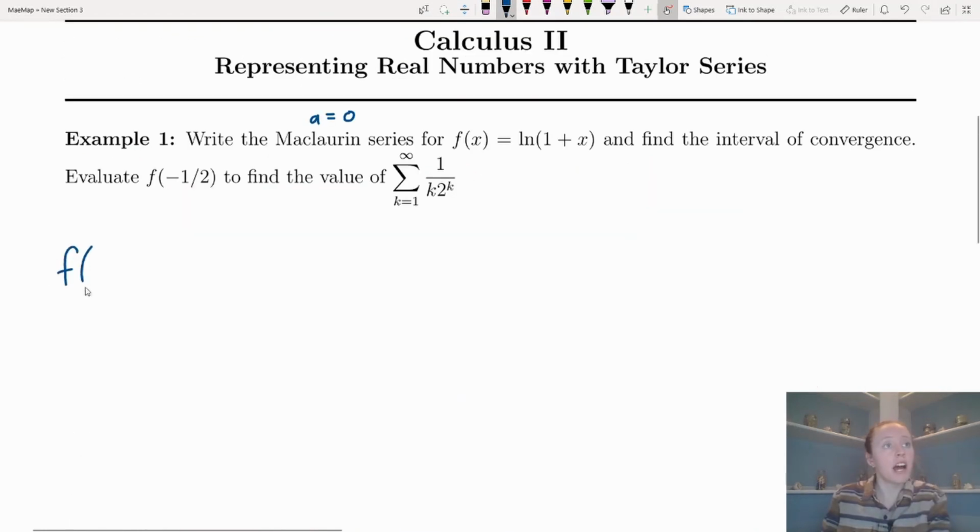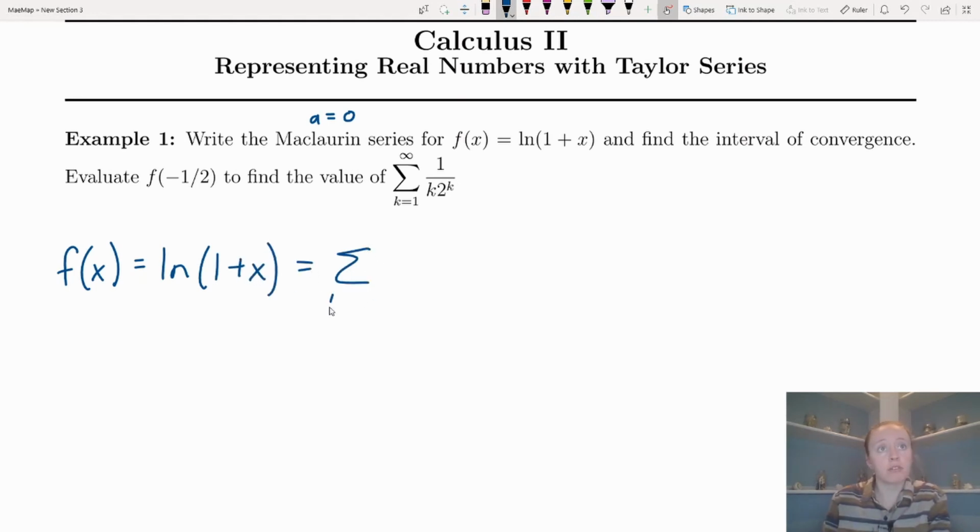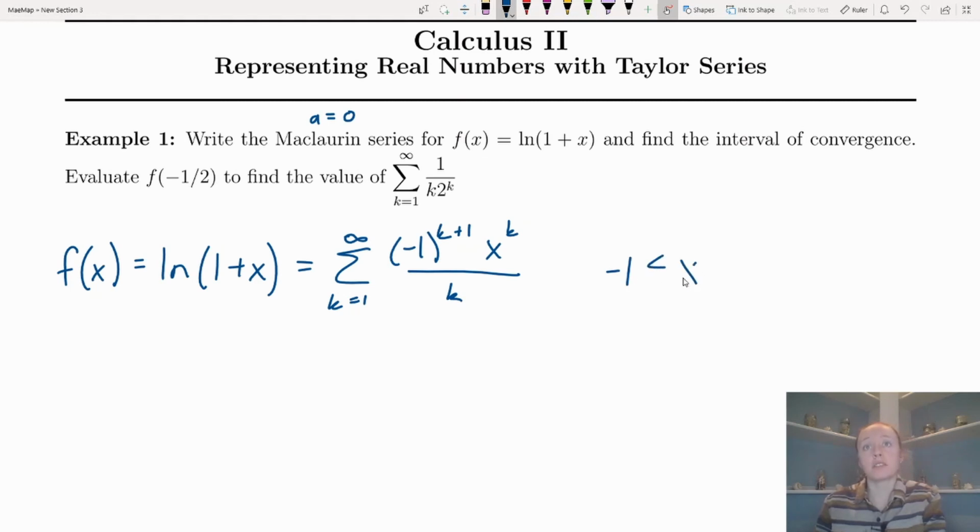So again, f of x was the ln of 1 plus x. And we found that that was equal to the summation from k equals 1 to infinity of -1 to the k plus 1 times x to the k all over k for the interval from -1, which is less than x, which is less than or equal to +1. This is all the information we just found out by finding that Maclaurin series representation. However, now we're going to evaluate f of -1/2.